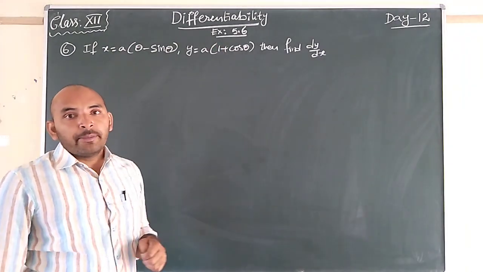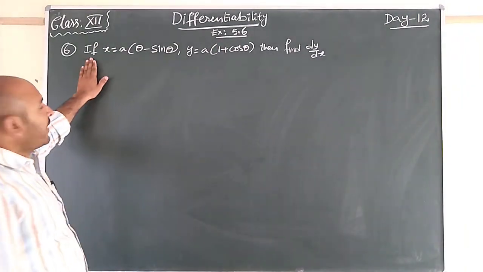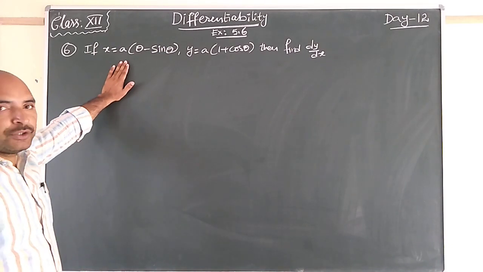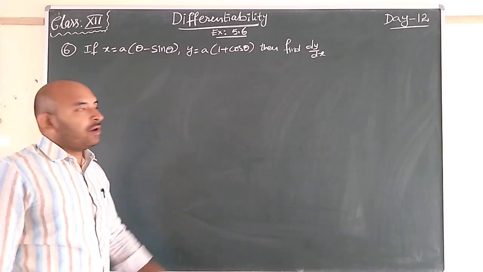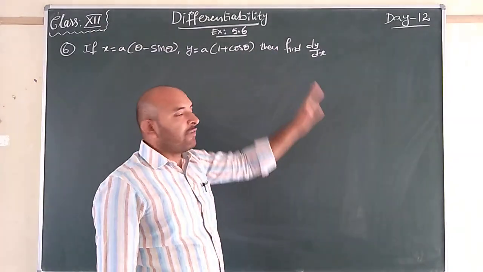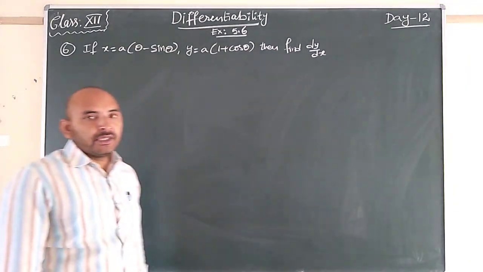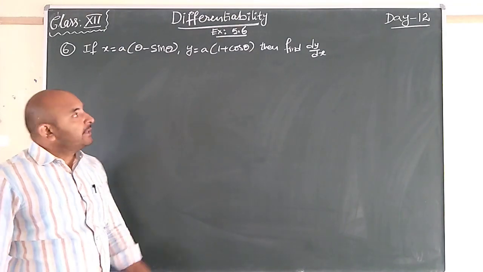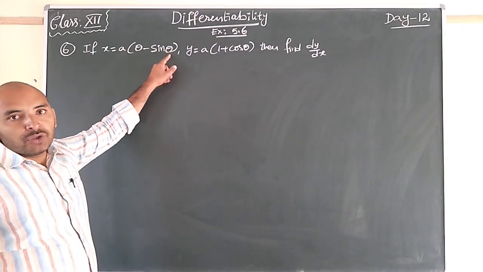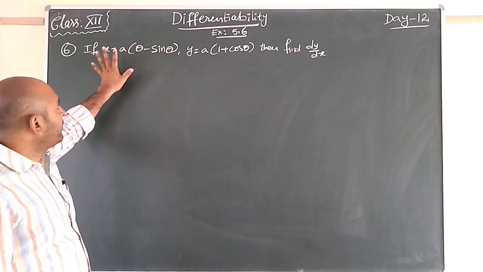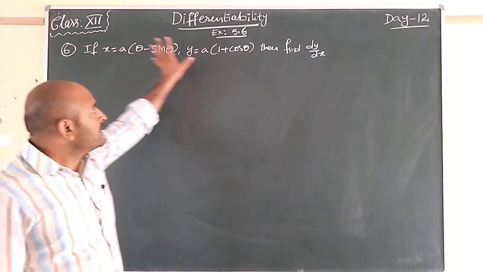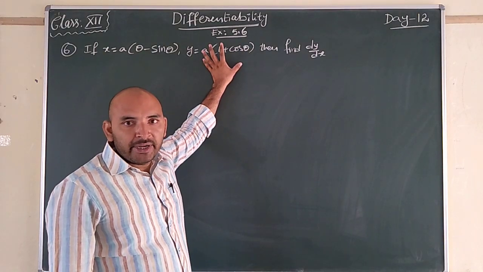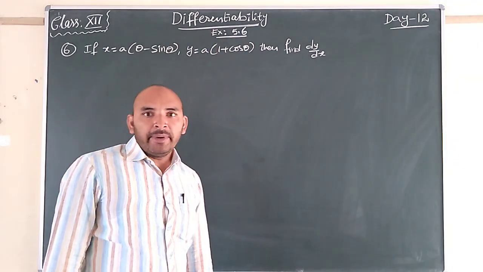Now question number 6. If x is equal to a into theta minus sin theta, y is equal to a of 1 plus cos theta, then find dy by dx. So here what is the parameter? Theta is the parameter. So first differentiate the first function with respect to theta, that means dx by d theta, then the second function, dy by d theta. Next find dy by dx.